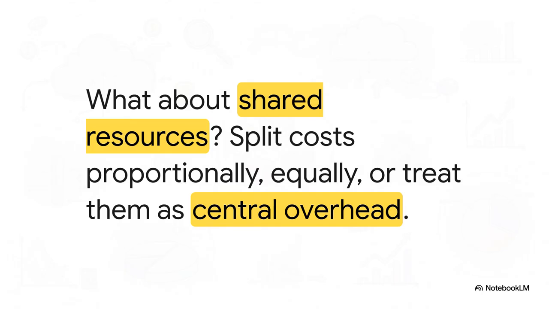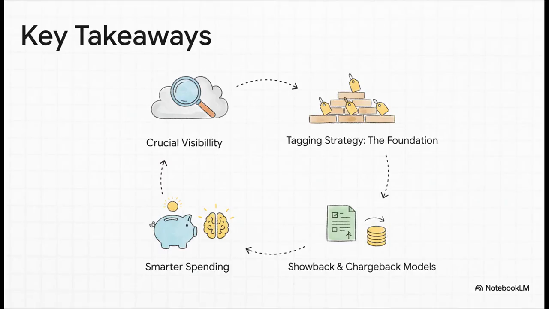Now, of course, it's not always as simple as just tagging a single server. A really common challenge is figuring out what to do with shared resources. Things like networking or central security tools that benefit everyone. The source material highlights a few common ways to handle this. You could split the cost proportionally based on usage, or you could divide it equally among all the teams, or you could just treat it as a central business overhead. There's no one-size-fits-all answer, but the most important thing is to pick a method and then apply it consistently and transparently.